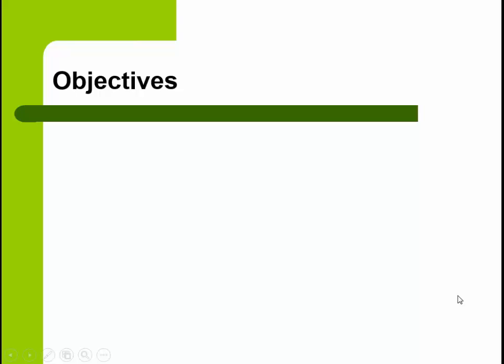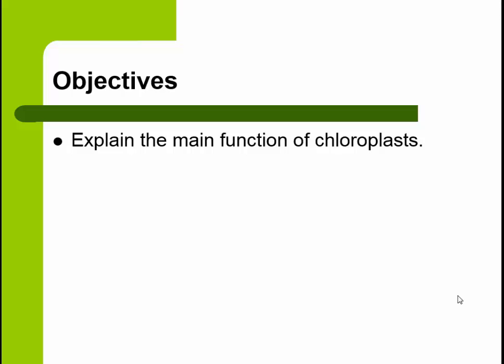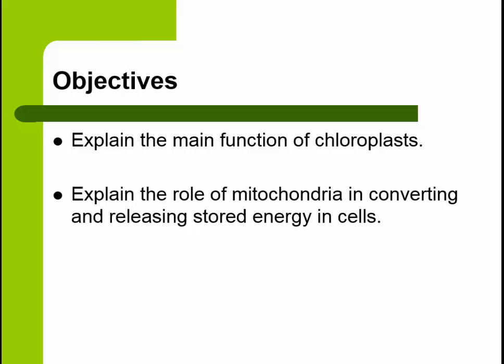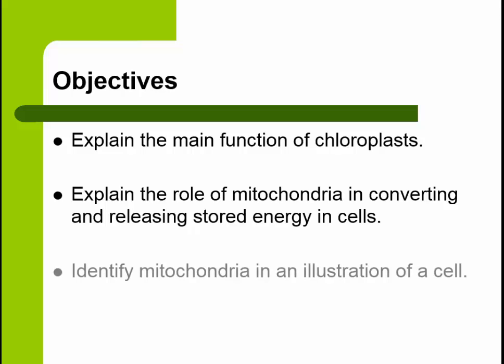Our objectives for today are to explain the main function of chloroplast, explain the role of mitochondria in converting and releasing stored energy in cells, and identify mitochondria in an illustration of a cell, so be able to point it out on a picture.